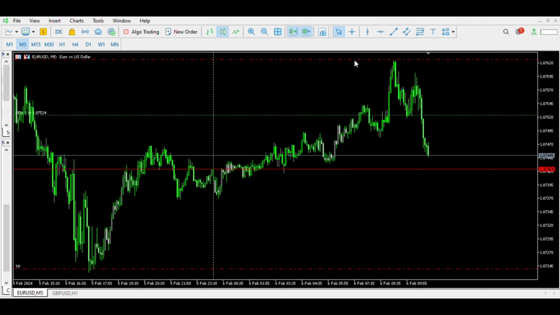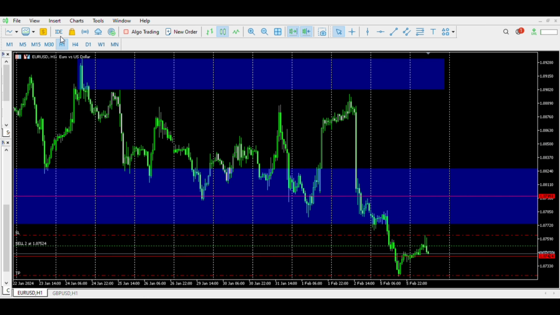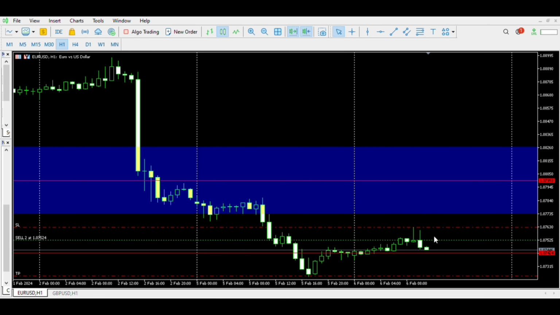Okay, so if you switch over to H1, you can see that I got a few of these zones marked up, but you can see here clearly that is the swing high. That is a swing high. That's where your stop loss needs to be. This was the swing high. This was the swing high.